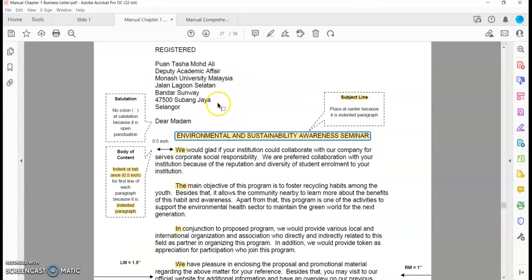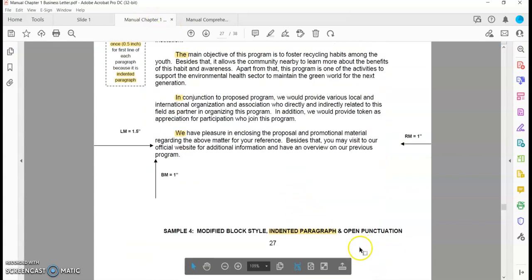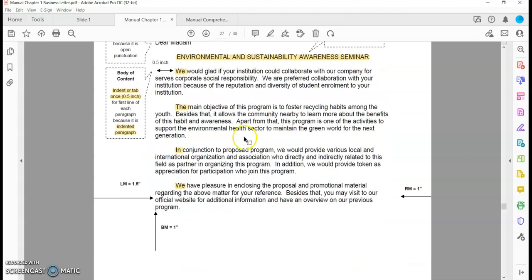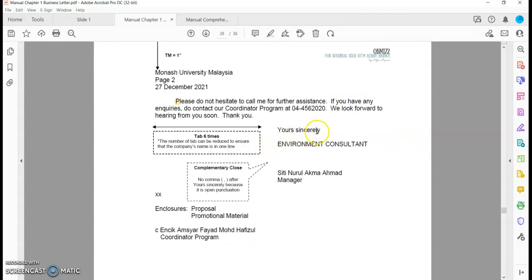Now, let's check it out with a sample. For example, here, this is an open punctuation. Open punctuation means that there is no colon here. At the salutation, no colon, because it's an open punctuation. So we just put Dear Madam, there is no colon or titik bertindih. And then at Yours sincerely, which is the complementary clause, we don't have a comma.